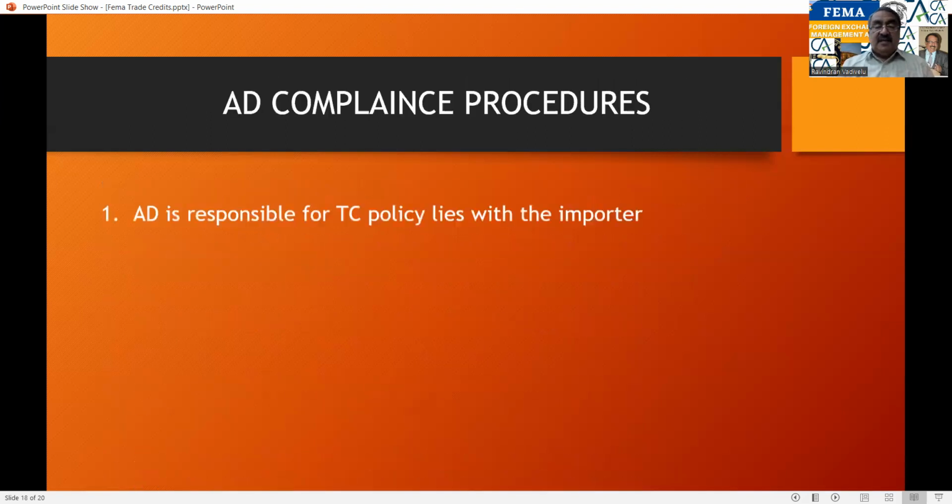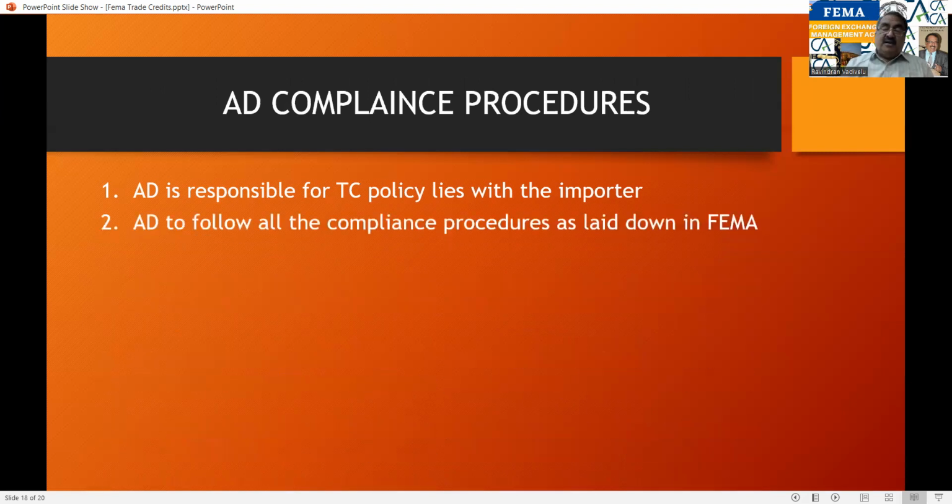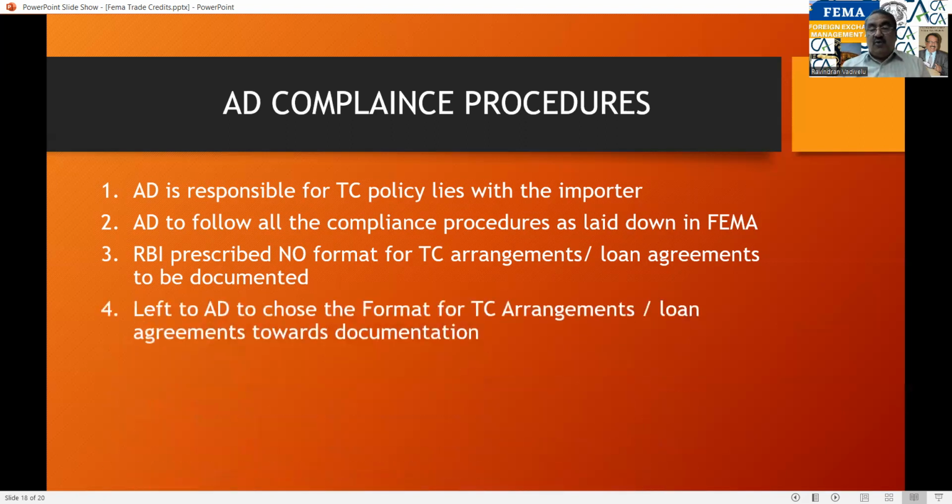What are the compliance procedures? Who is responsible? The authorized dealer is responsible with reference to the trade credit policy. And all the importers have to follow that policy, and the authorized dealer has to follow all the compliance procedures as laid down in FEMA. Normally RBI prescribed no format. There is no format for trade credit arrangements and loan agreements, and it is the duty of the authorized dealer to form their own TC arrangement, that is the trade credit arrangement form, and the loan agreements form towards the documentation.